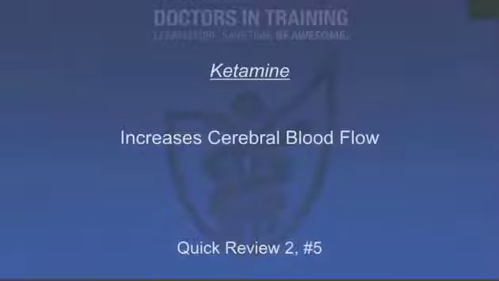So ketamine is different than a lot of our other anesthetics. A lot of the other anesthetics will decrease blood flow, decrease blood pressure, overall depressing the cardiovascular state. Ketamine kind of bumps this stuff up, so it can increase cerebral blood flow. So if you do have a patient with a stroke or head injury or hypertension, ketamine is not the way to go. Next question. What are the advantages and disadvantages of propofol?